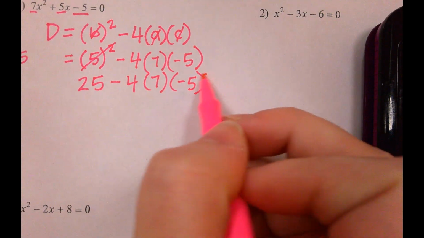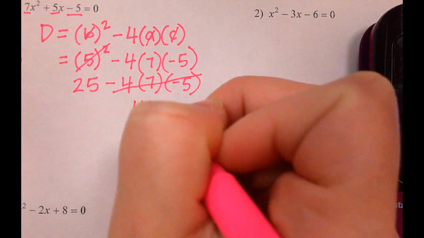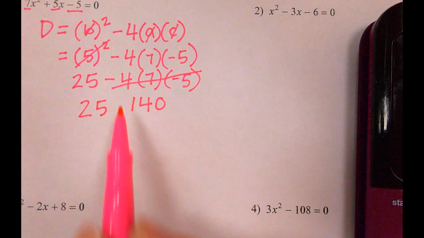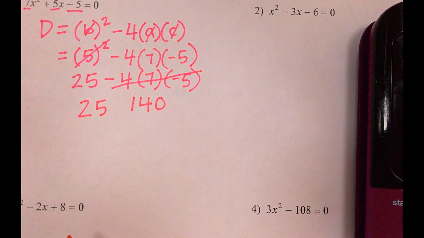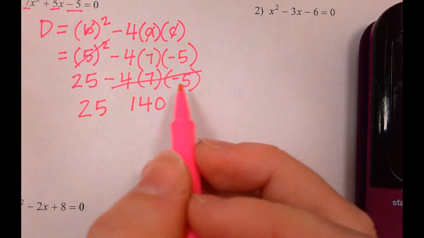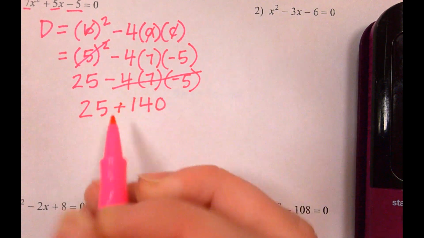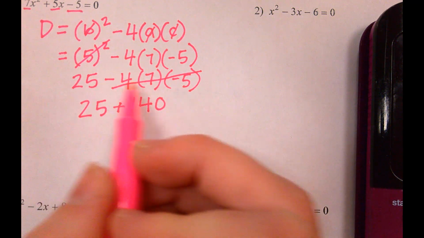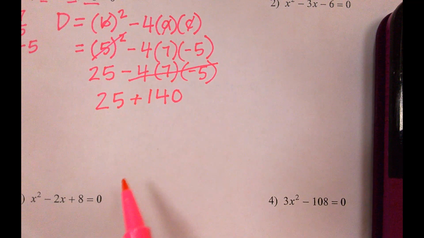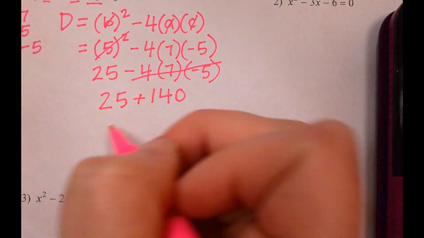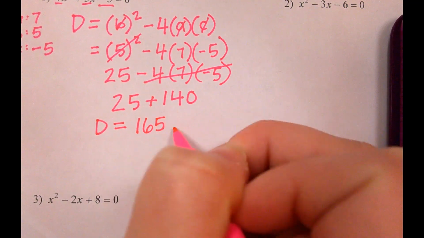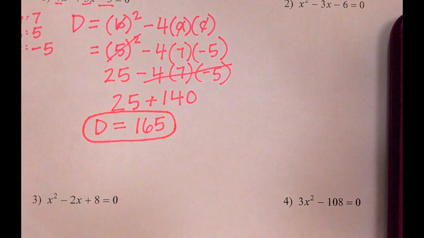So when I write my 140 below and my 25, am I writing minus or plus? Plus. Now, remember, if you get a positive number when you multiply, it's plus. We only bring down that minus if we get a negative number when we multiply. So now I have 25 plus 140, 165. So the discriminant equals 165. Done. We got the discriminant.